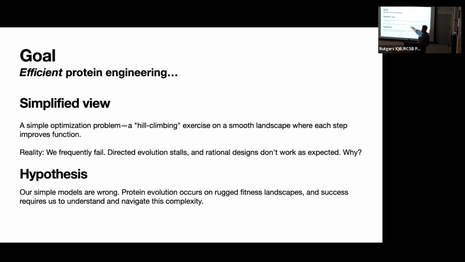And if you try to do things rationally, nothing works. So you've got all these issues cropping up, which tell me that our models and our prior assumptions aren't right. The hypothesis is that the simple models are wrong. There's increasing evidence that protein evolution occurs on a rugged fitness landscape, although that's just a qualitative, vague thing. But if we can start to quantitate and understand ruggedness, then there's an opportunity to use this to improve our protein design. So success requires us to navigate that.